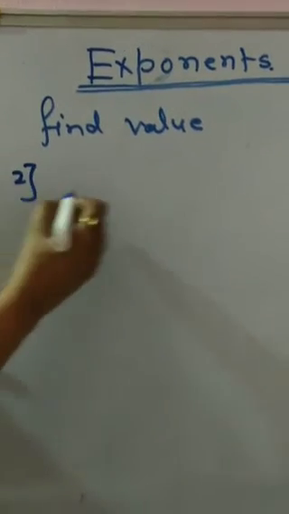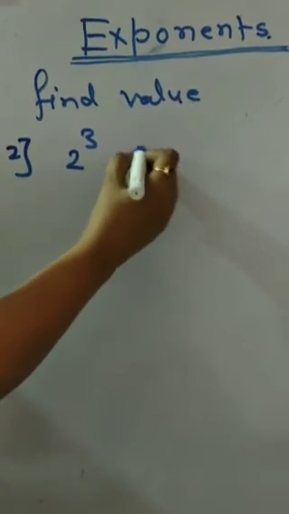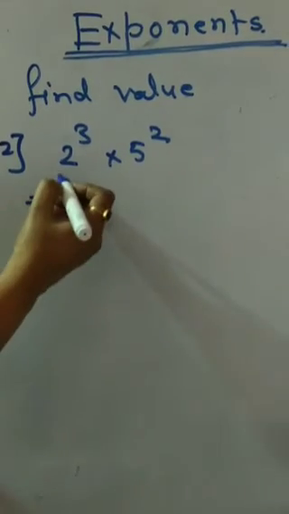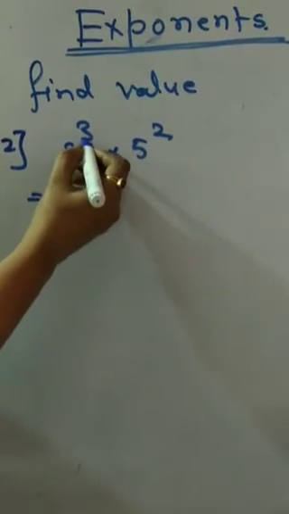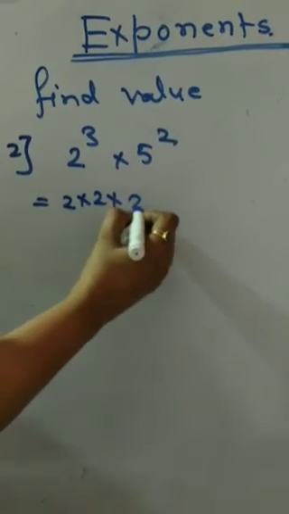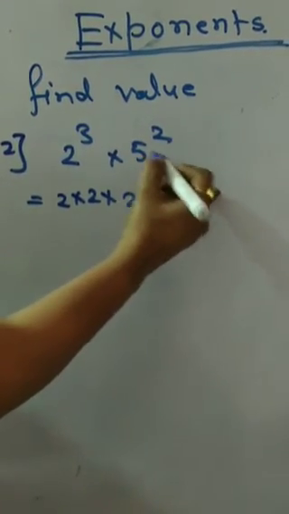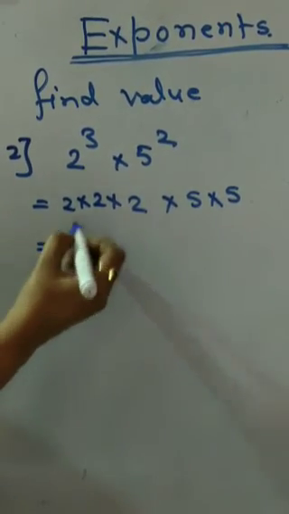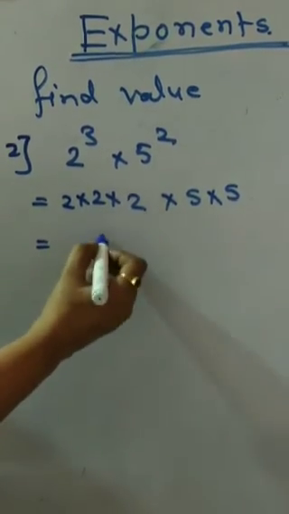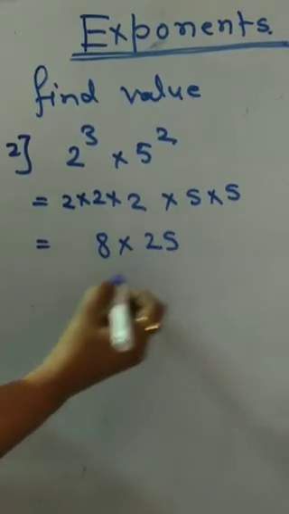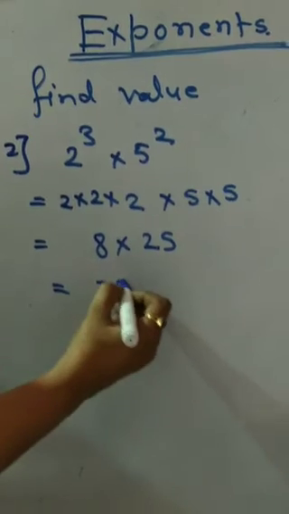Next one, 2 raised to 3 into 5 raised to 2. Again convert into multiplication form. 2 raised to 3 means 3 times 2: 2 into 2 into 2, and 5 raised to 2 is 5 into 5. 2 into 2 is 4, 4 into 2 is 8, 5 fives are 25, and 25 eights are 200.